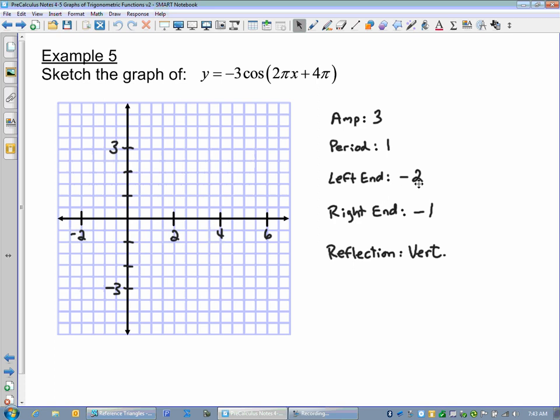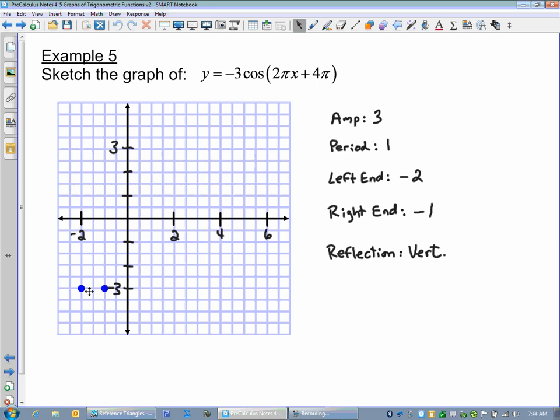So starting at our left endpoint, the cosine curve would normally start at the maximum, but since we are reflecting vertically, we're going to start at the minimum. So at -2, which is our left endpoint, instead of being at +3, we're going to be at -3. So that'll be our beginning spot, our left endpoint, and the right endpoint will be the same y value. So at -1, which is right here, it's going to be the same y value.